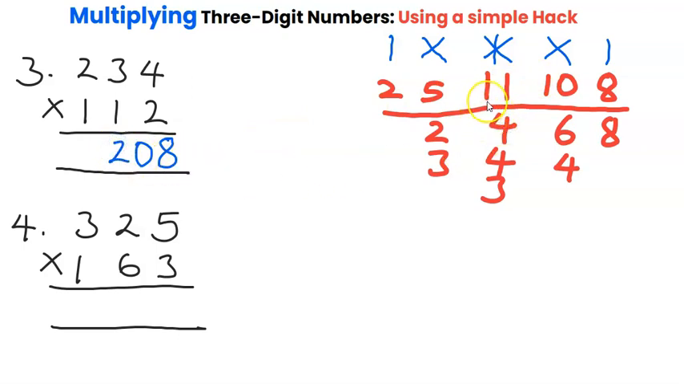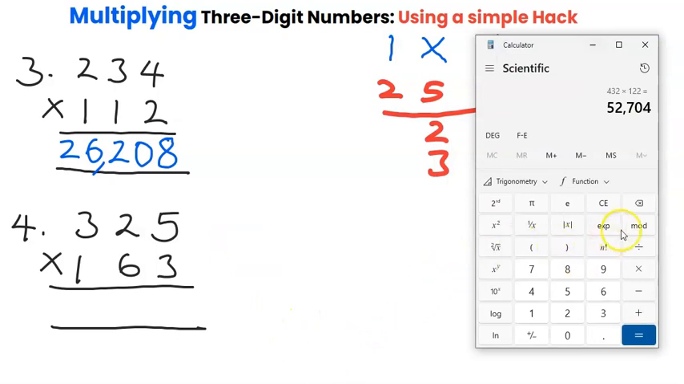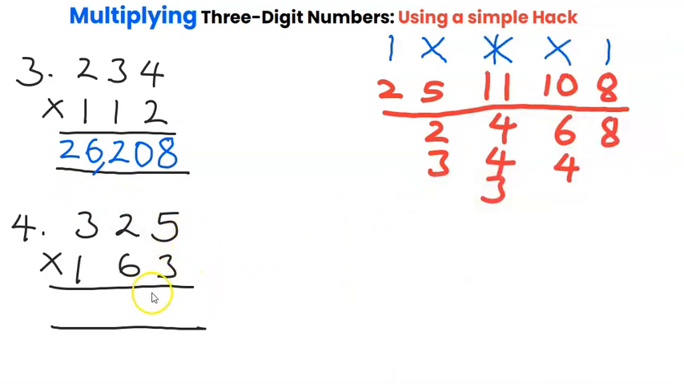Good. Now 1 added to 5 will become 6. And I have 2 here. So it means if I multiply this number, I'm going to obtain 26,208. So let's confirm with the calculator. So let's go. 234 times 112 gives us 26,208. So let's go on with the fourth question.